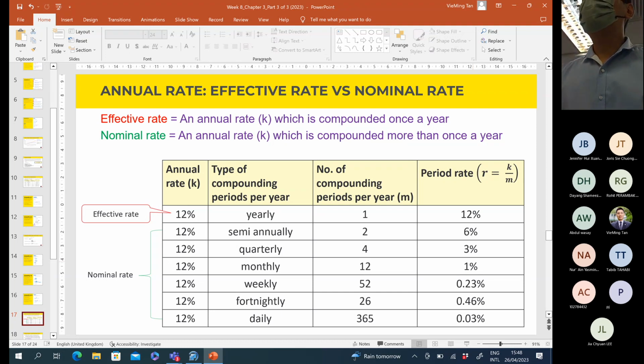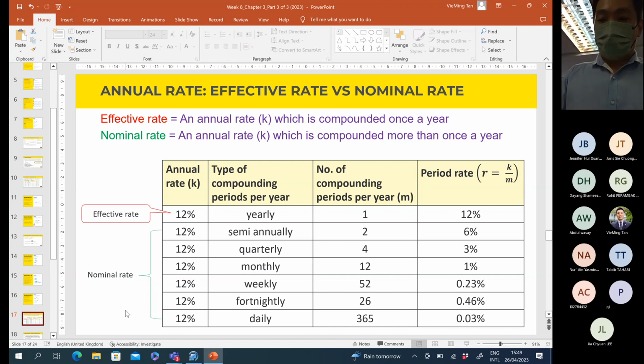If the interest calculation is compounded more than one time in a year, such as semi-annually, quarterly, monthly, weekly, fortnightly, daily, all these mean the interest is compounded more than one time in a year, then this type of interest is called the nominal rate. So nominal rate means the interest rate compounded more than once in a year. If the interest rate is calculated only one time in a year, it's called the effective rate.